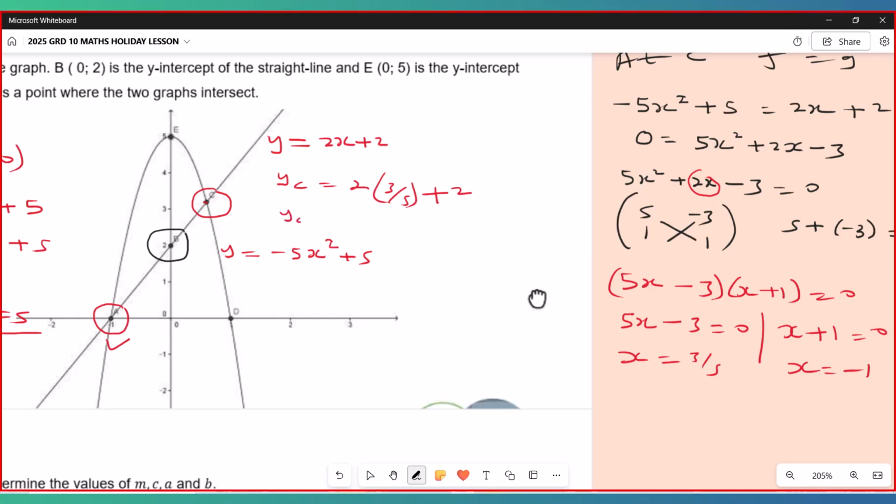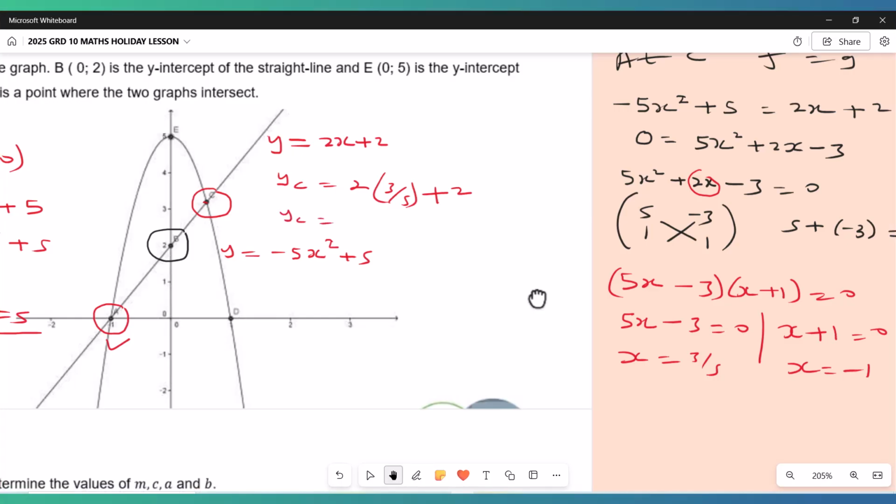Anybody with the calculator, what do you get here? Anybody with a calculator, what's going to be the y at C? Please check. Hello, hello.